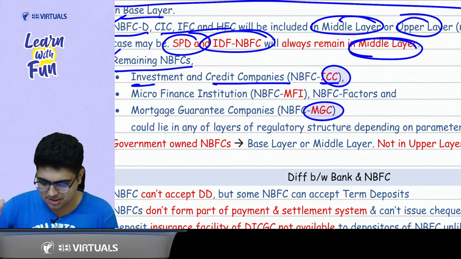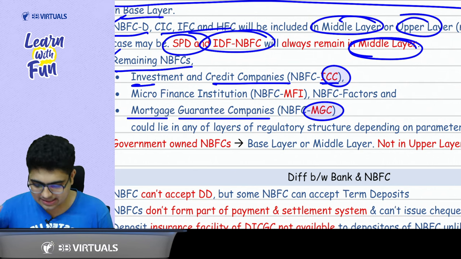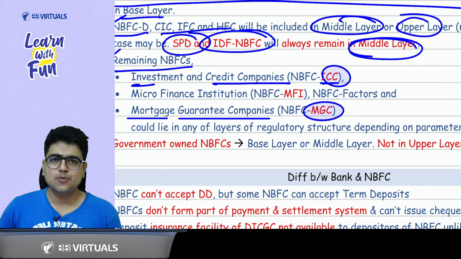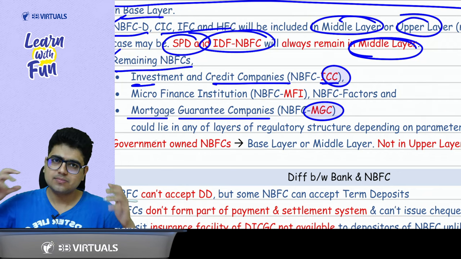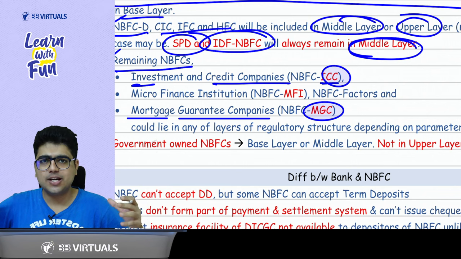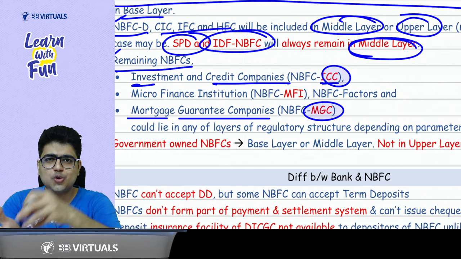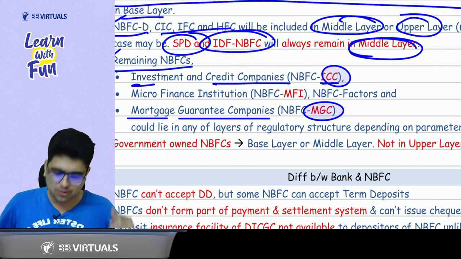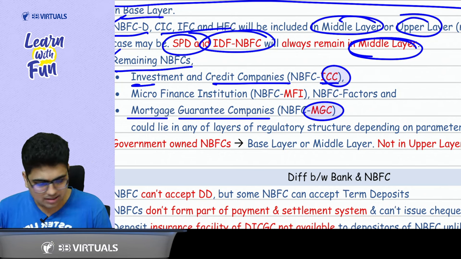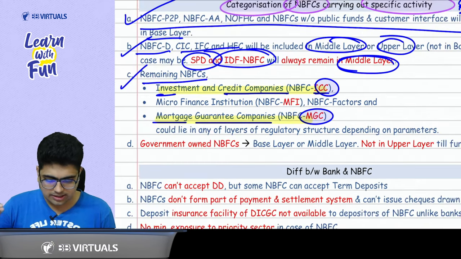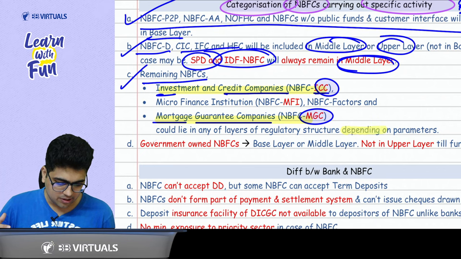What is MGC? Mortgage Guarantee Companies. You must have heard about Muthoot Loan Finance. So what do they do? They take your gold and provide you with money. They are mortgaging. They are basically taking your gold as a security and then providing you with money. So that's Mortgage Guarantee Companies. That's again something which will lie in any of the layers depending on the parameters.